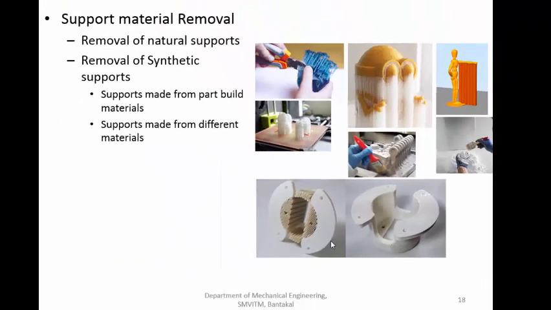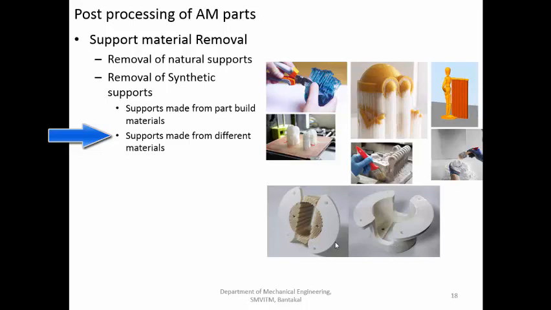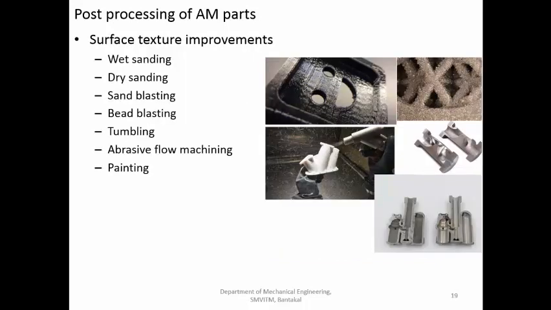One way or the other you have to separate the component and the supporting structure so that you can use the required part that you have manufactured using additive manufacturing processes. Each and every process requires some kind of supporting structures, and it is required to separate them from the workpiece.